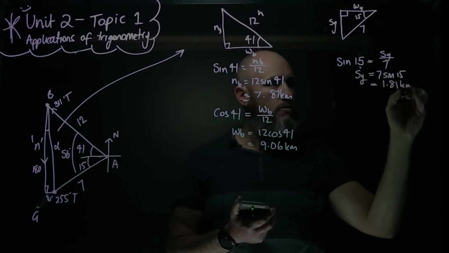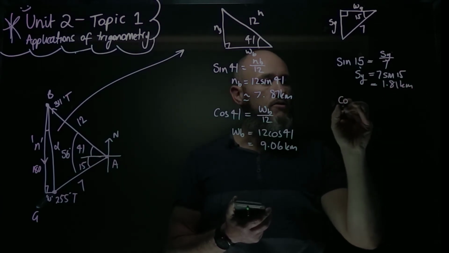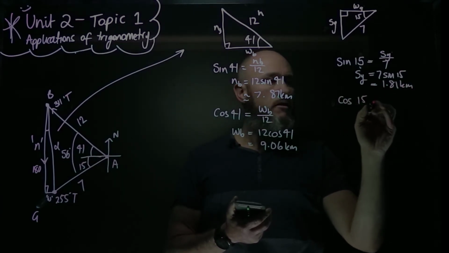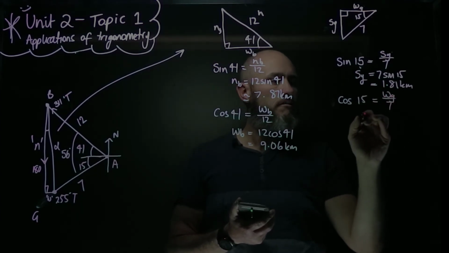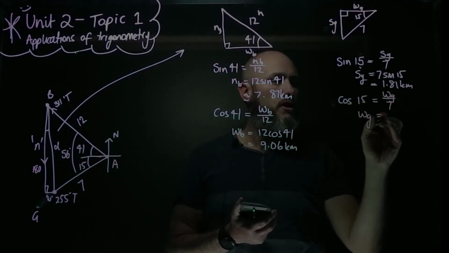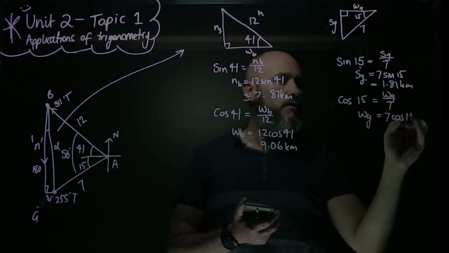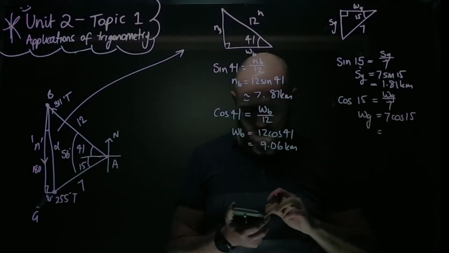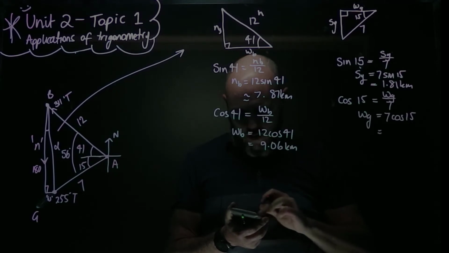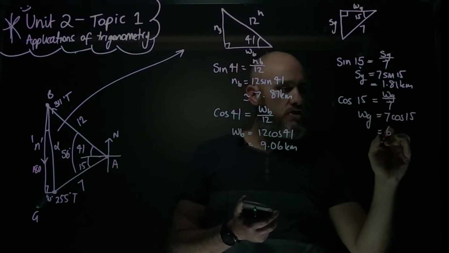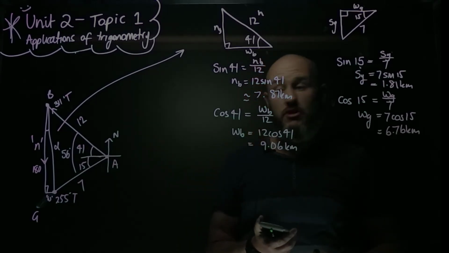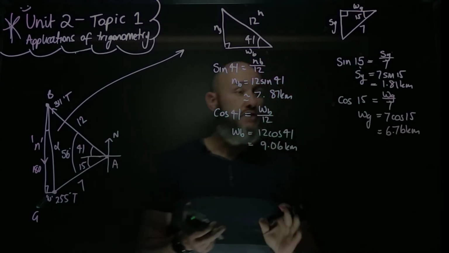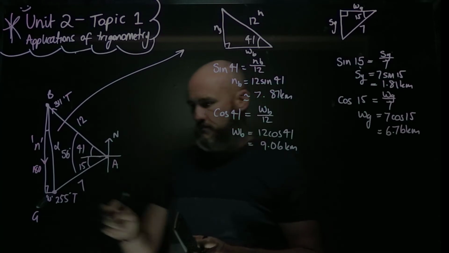1.81 kilometres, and then we have cos of 15 is going to be equal to Georgie's west over 7, so therefore Georgie's west equals 7 cos 15, which is 6.76 kilometres. So now we've got all the information and we can use it to build a better understanding.